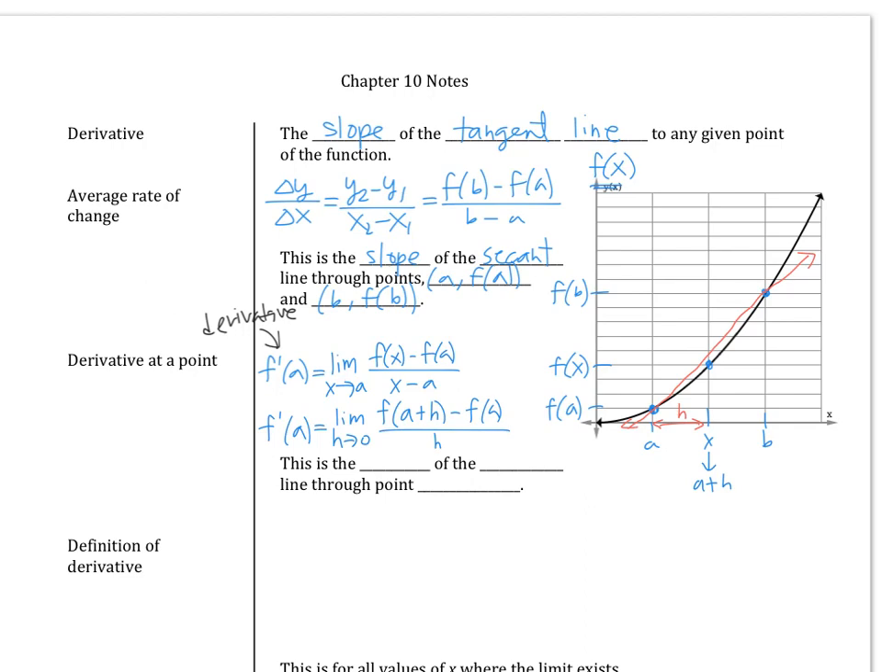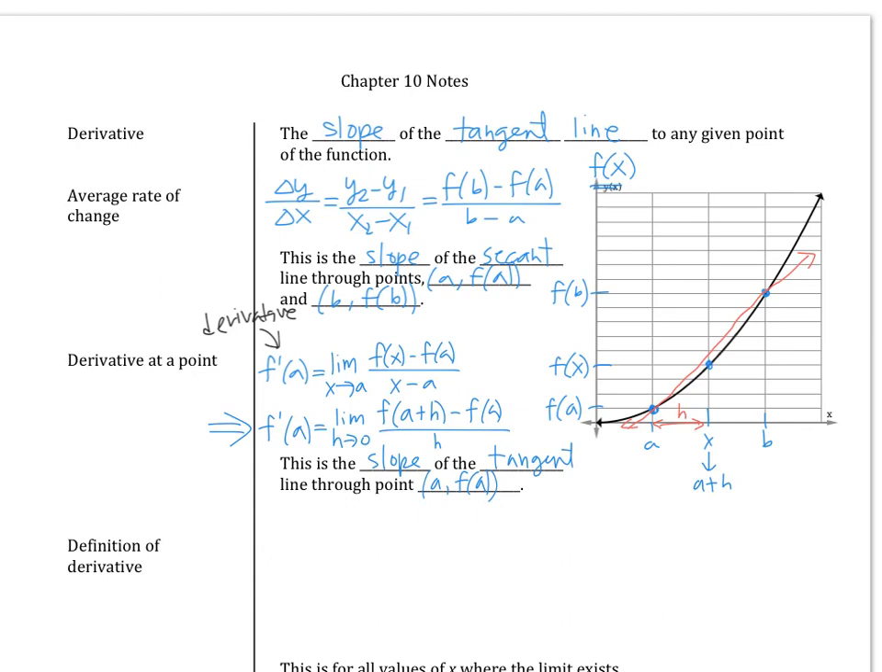Okay, so this is the formula you want to memorize because it is going to help you figure out the derivative at a point. And this is the slope of the tangent line through the point a, f of a.